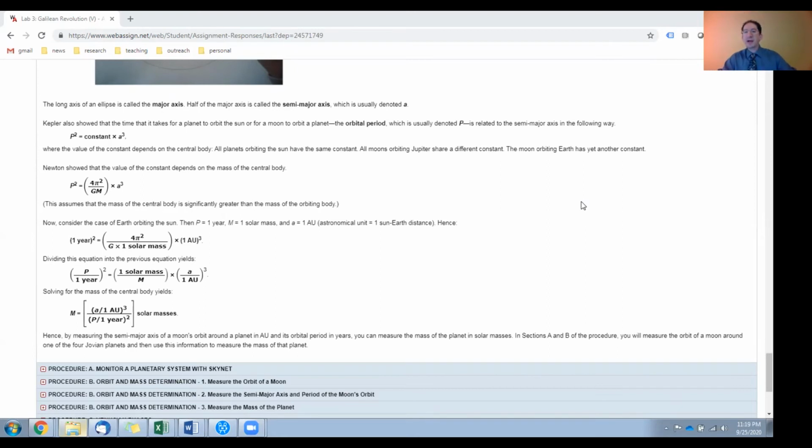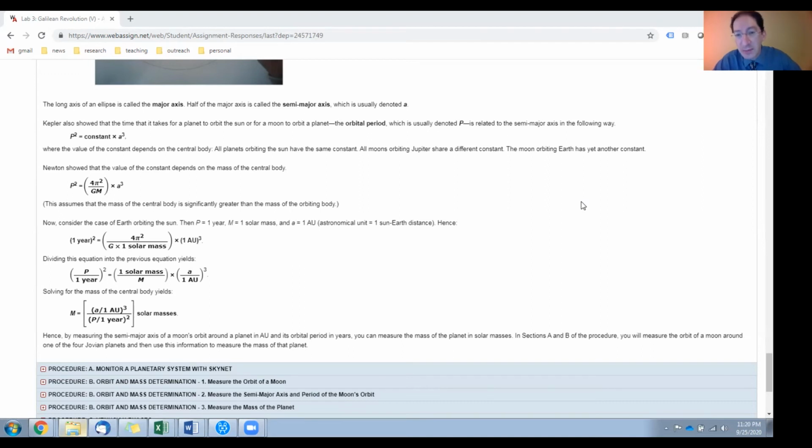And what Kepler found is that constant was the same for everything orbiting the sun, for all the planets. But if you calculated that constant for the moons going around Jupiter, they shared a different constant. And for Earth's moon going around the Earth, yet a different constant. So Kepler realized that the constant depended somehow on the central body, but he didn't know how.